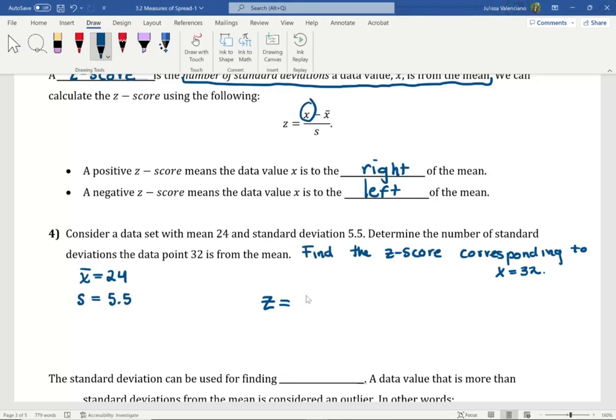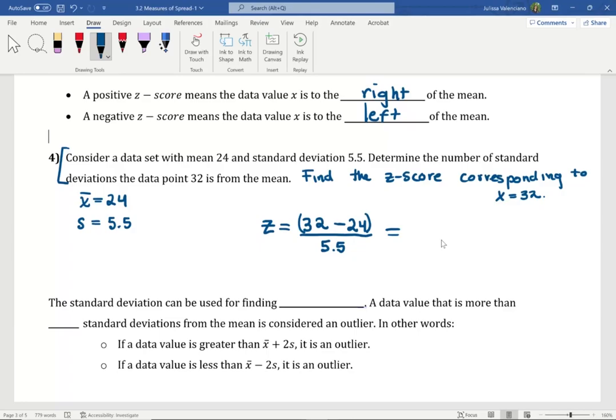And so let's look back at the formula for finding the z-score. Z is equal to x. In this case, we have x equal to 32, so we're going to write 32, minus x bar. Here, x bar is 24. Then we need to divide by s. S here is 5.5.